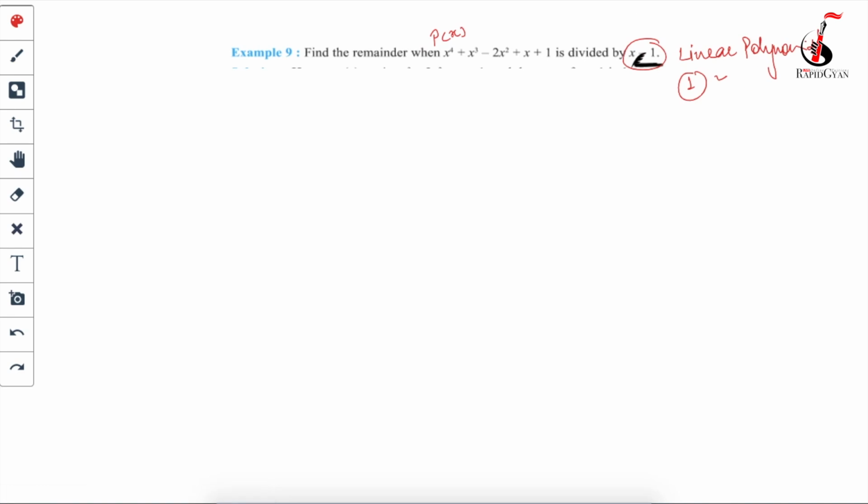So in this case it is being divided by x minus 1. So what is the value of a over here? a is 1. So they are saying that the remainder will be p(1). p(1) means, beta, you will have to replace the value of x with 1. This will become 1 to the power 4, plus 1 cube, minus 2 times 1 square, plus 1 plus 1. Let's solve this. I will get 1 plus 1 minus 2, plus 1 plus 1. So 1 plus 1 is 2, 2 minus 2 is 0, then 1 plus 1 is 2. This is your 2.